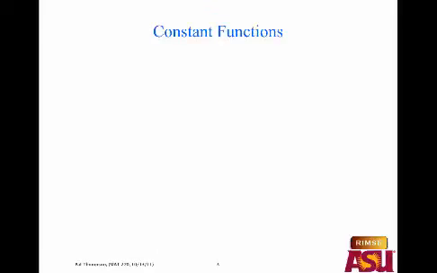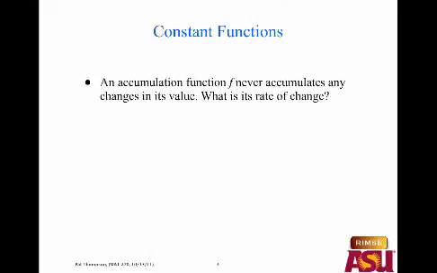We're moving on to the rules. So the first rule is for constant functions. If an accumulation function never accumulates any changes in its value, it's a constant function. What is its rate of change? The accumulation function never accumulates anything. It never changes in its value. What's the rate of change? Zero.